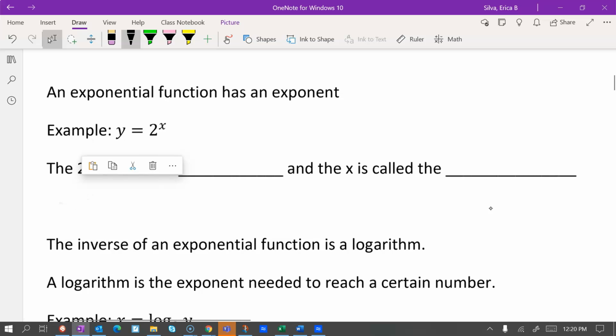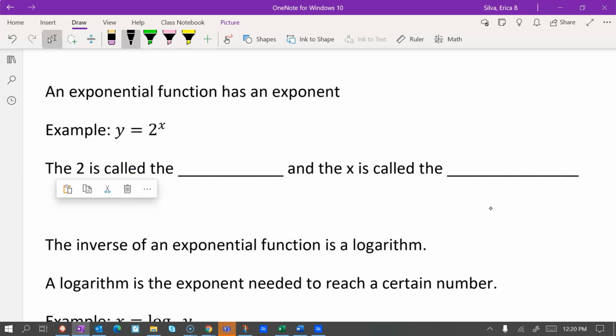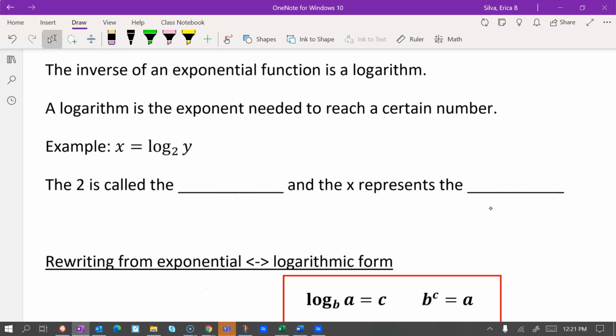So first, let's remember what an exponential function looks like. Remember, an exponential function has an exponent. That's why it's called exponent. We have y equals 2 to the x power, where 2 is called our base, and the x is called the exponent. The inverse of the exponential function is the logarithm.